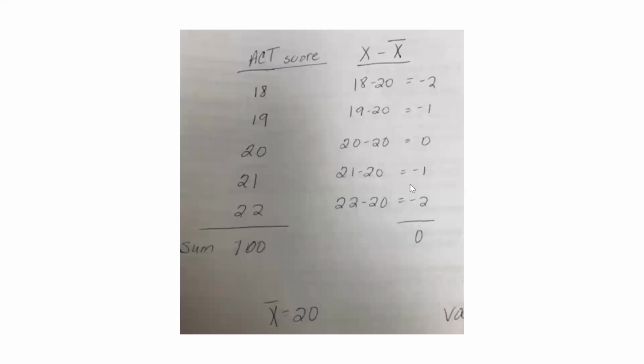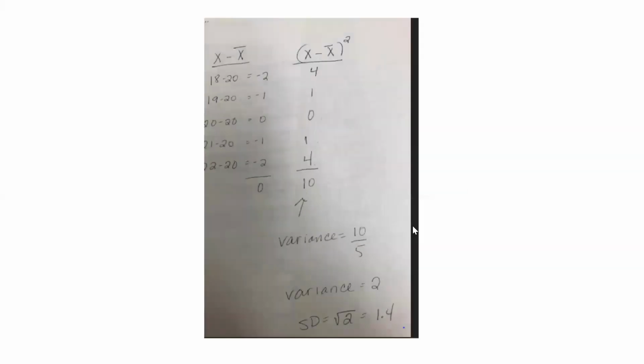So what should happen when you do this step? These should all add up to 0. Whenever you find the mean of something and subtract the mean from every score, it will always add up to 0. That is called the zero-sum theory. I can't believe I forgot to put positive signs there. Please do that.